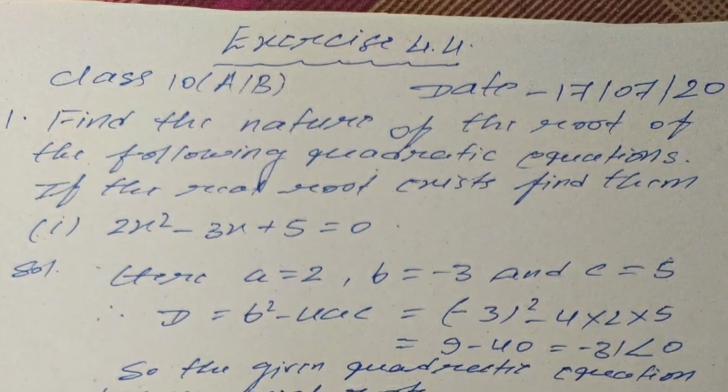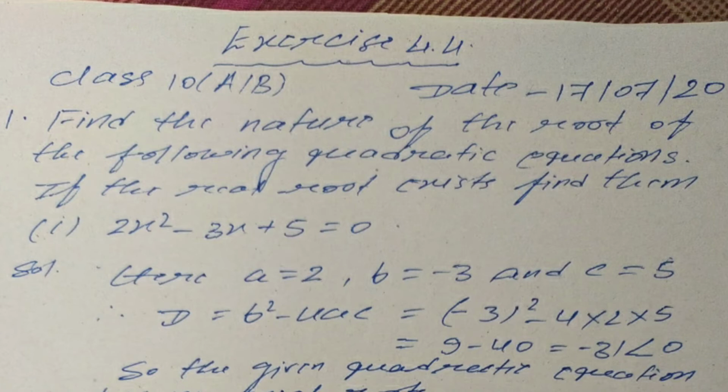As you can see here, I have written the questions. Find the nature of the roots of the following quadratic equations, and if the real roots exist, find them. Question number 1 is 2x square minus 3x plus 5 equal to 0. Here a equal to 2, b equal to minus 3 and c equal to 5, as you can see.